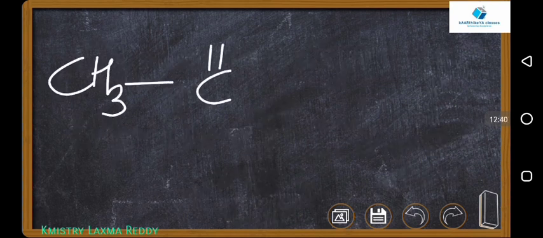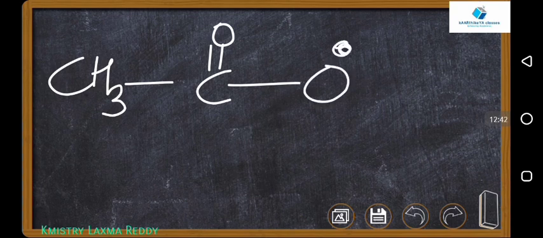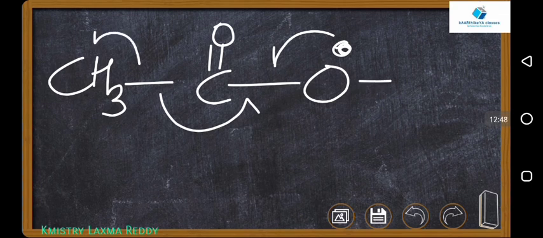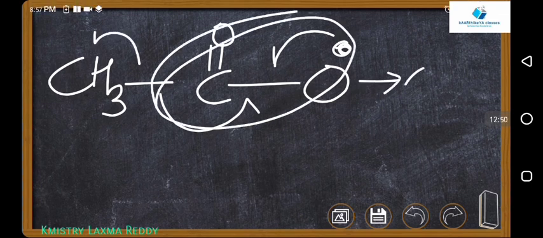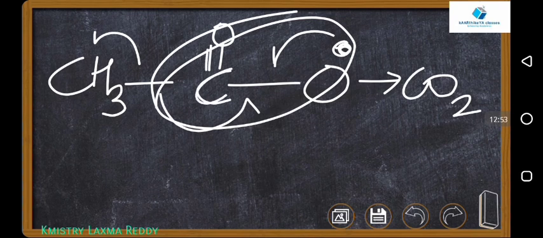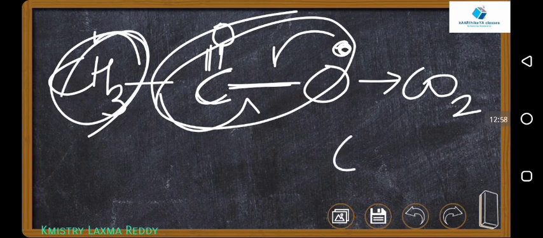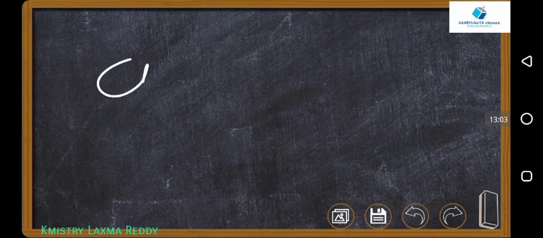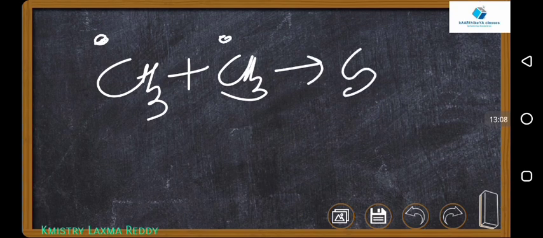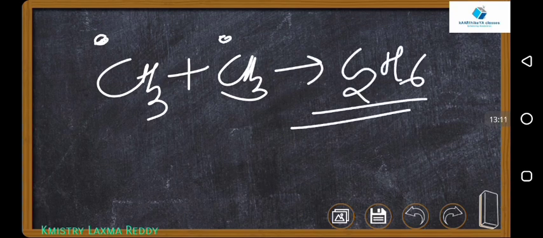Now what happened? CH3 C double bond O, 1 electron is here. This electron will come like this, 1 electron from here will come here. So this part will become carbon dioxide, C double bond O, and this will also become a double bond because of these 2 electrons, and this part will become a methyl free radical. When methyl free radicals are formed, 2 methyl free radicals will join to form ethane. So this ethane and the carbon dioxide were both formed at the anode.